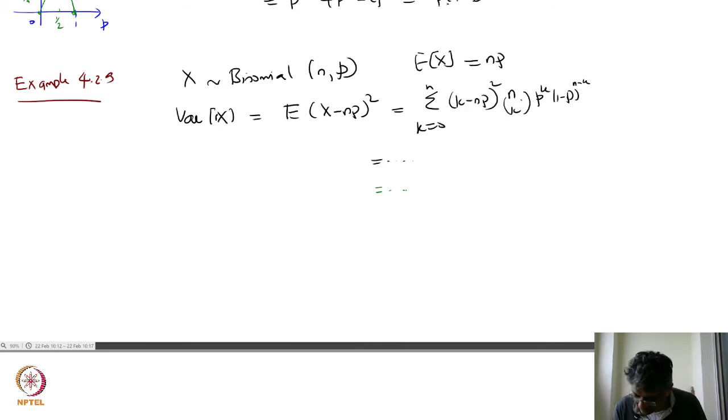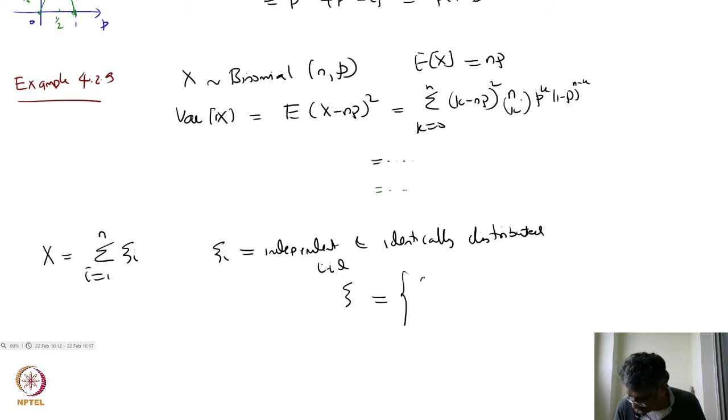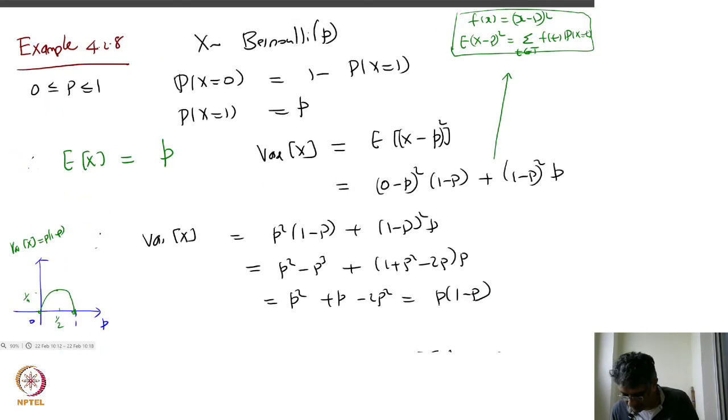So probabilistically, I view it the following way. I know X is the same as the sum from i equal to 1 to n of Xi, where the Xi are all IID, independent and identically distributed, IID in short, with the random variable Xi taking the value 0 with probability 1 minus p, and 1 with probability p. Right? So the Xi are all Bernoulli(p).